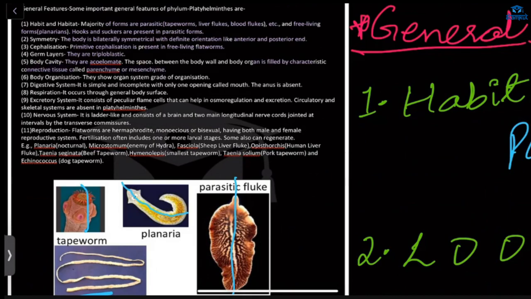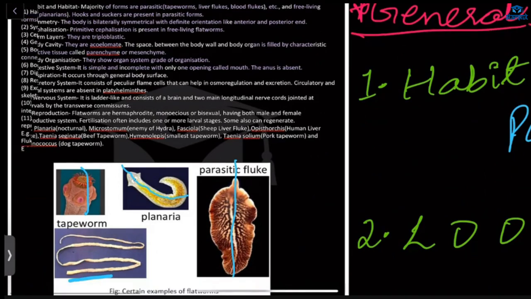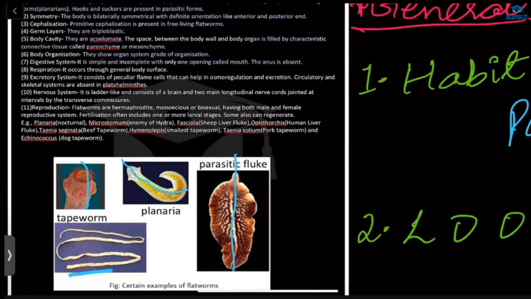Body organization: they show organ system or organ grade of organization. Digestive system is simple, incomplete, with only one opening, anus is absent. Like blind sac body plan is there na. Respiration occurs through the general body surface. Excretory system: flame cells hote hain, help in osmoregulation and excretion. Circulatory and skeletal systems are absent.